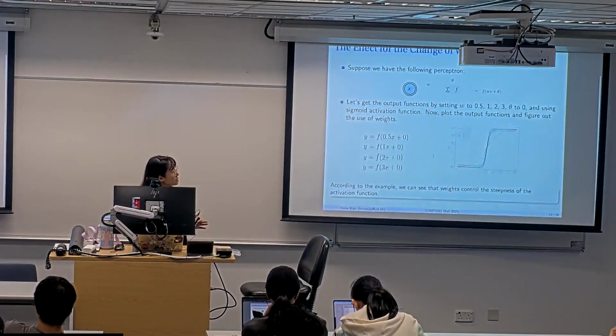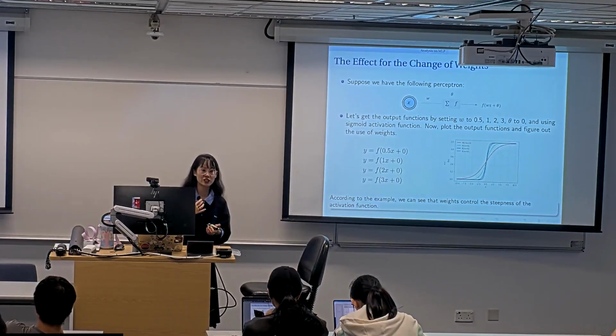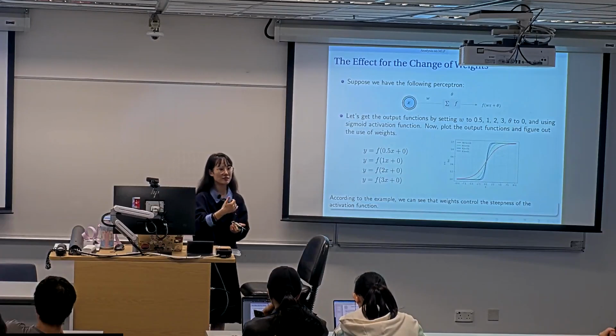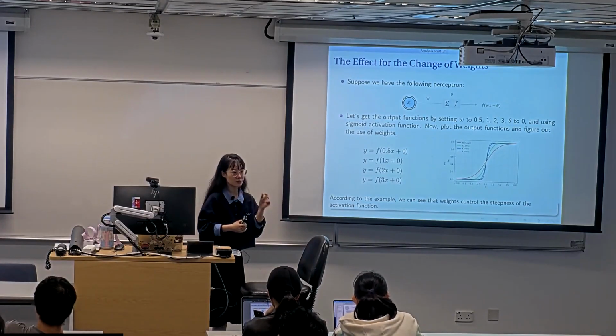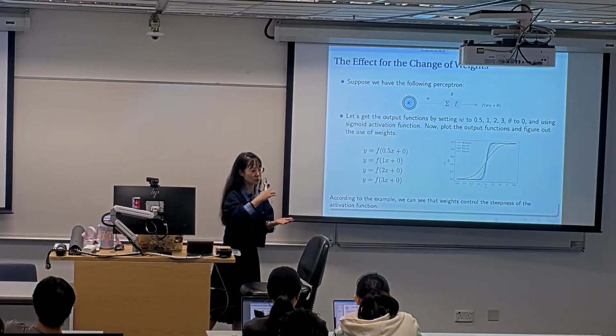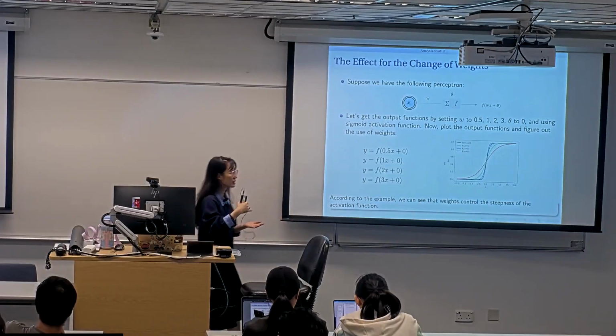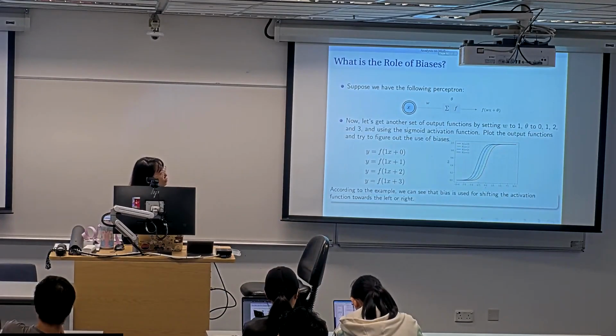function. That means if you learn a very large weight parameter W, then your output is very steep. If you learn a very small weight parameter W, then your output is quite smooth. These are the different effects of different weights. And let's see the role of biases.